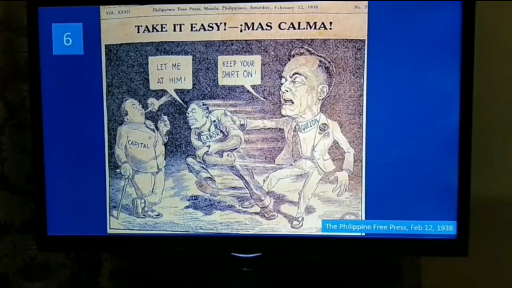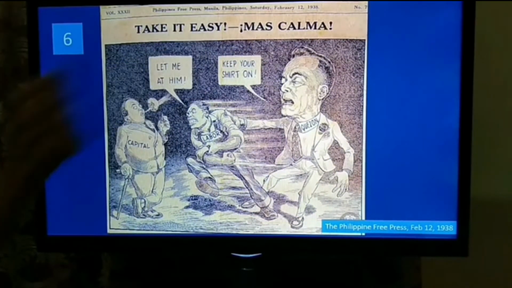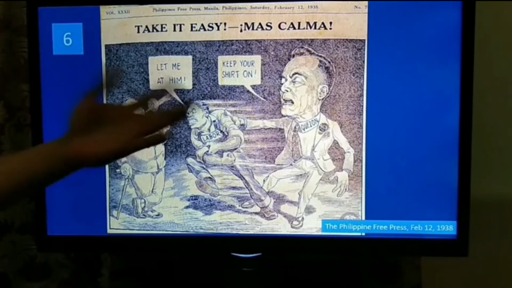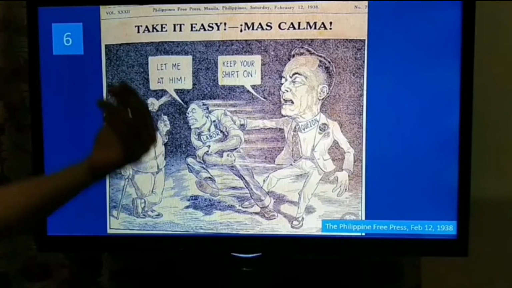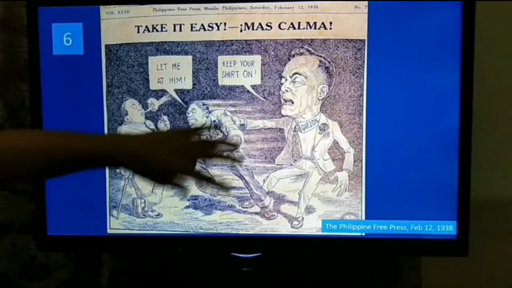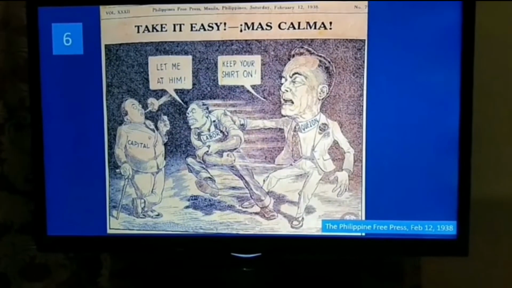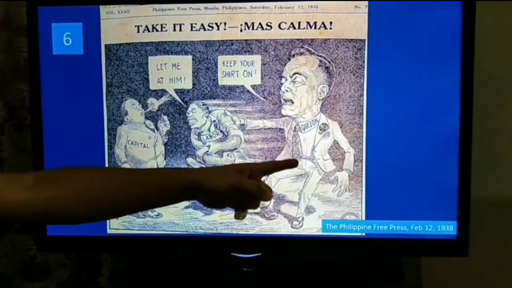Okay, number 6. It says here, take it easy. Mas calma. Mas calma means take it easy. Newspapers then were bilingual. You have one column. If you open this newspaper, one column would be English, the next column would be Spanish, but they will be talking about the same news. That's how they make newspapers then, in the American colonial period. Now, let's look at the caricature. We have here another Quezon figure.